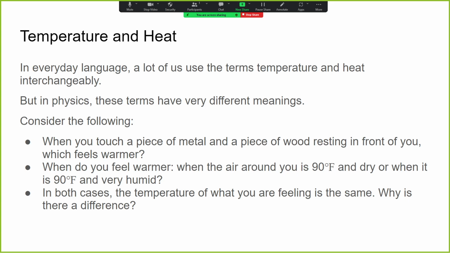Another question that you can consider: when do you feel warmer? When the air around you is 90 degrees Fahrenheit and dry, or when it's 90 degrees Fahrenheit and it's extremely humid out? So in both these cases, the temperature of what you're feeling is the same. So why is there actually a difference?